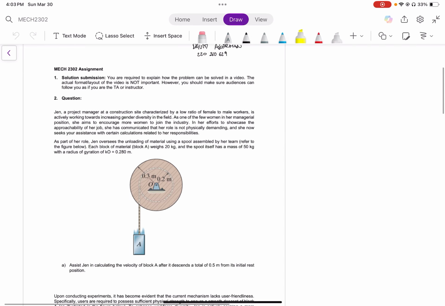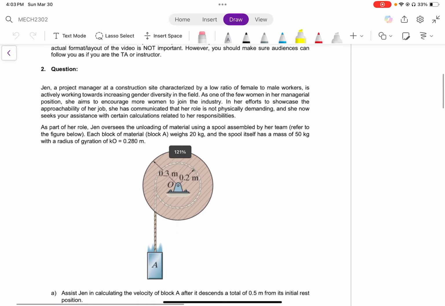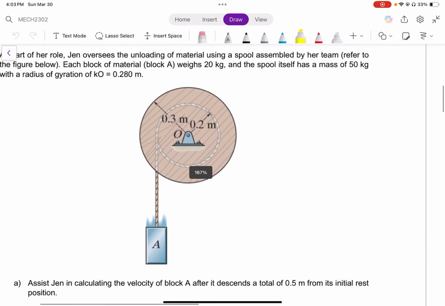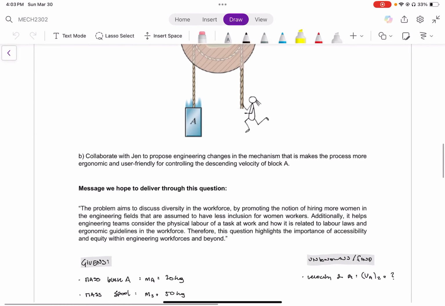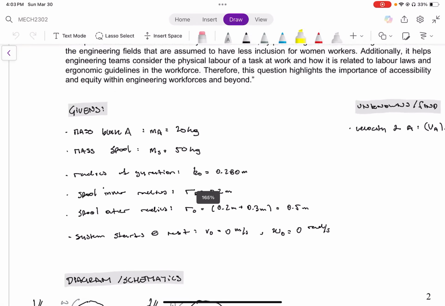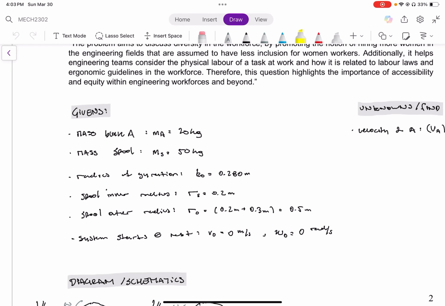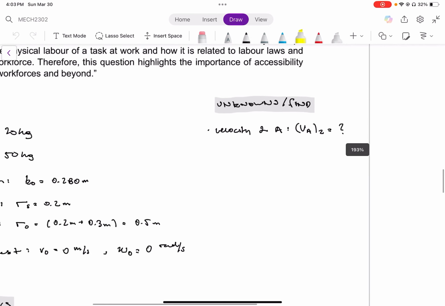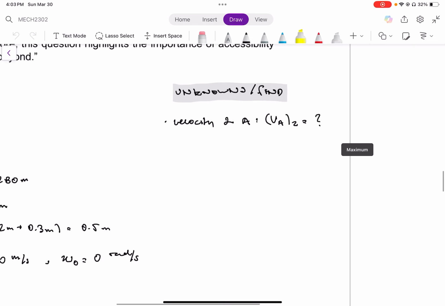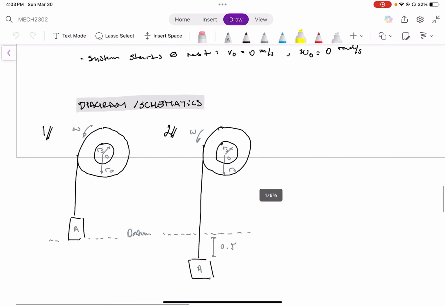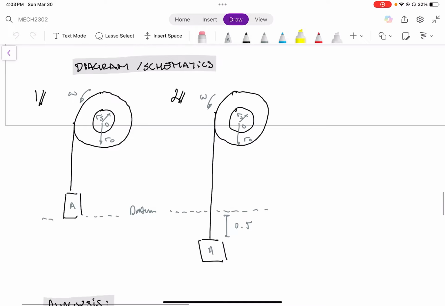Let's get started. So this is the question that we're given, the whole scenario, the question. Here is the diagram that we're given, and in question A, and then another diagram, and then question B. So these are the givens: the mass of block A, the mass of the spool, the radius of gyration, the spool inner radius, the spool outer radius, which we calculated for, and then the system at rest. The system starts at rest, and the unknown is the velocity at 2, which is VA2. Here are the schematics, where this is scenario one, this is scenario two.